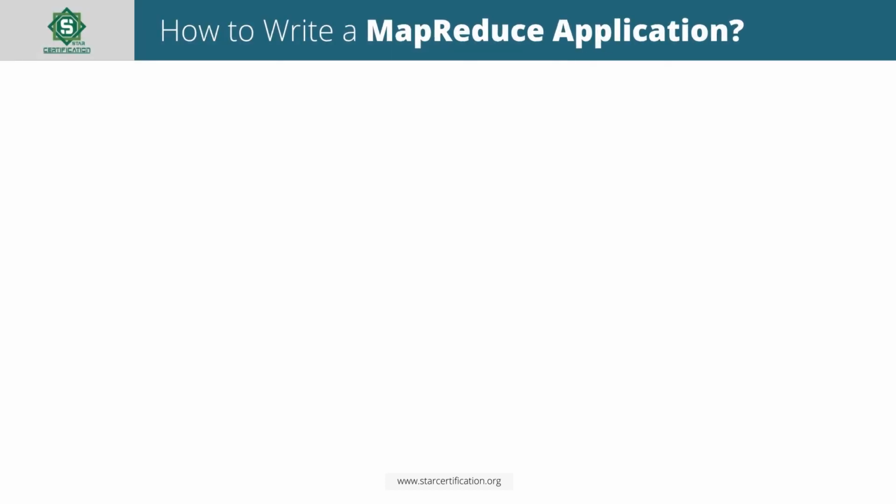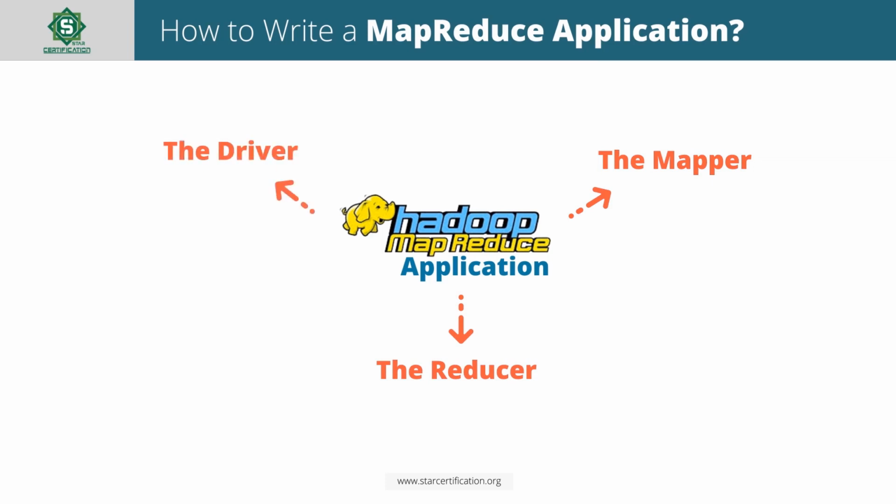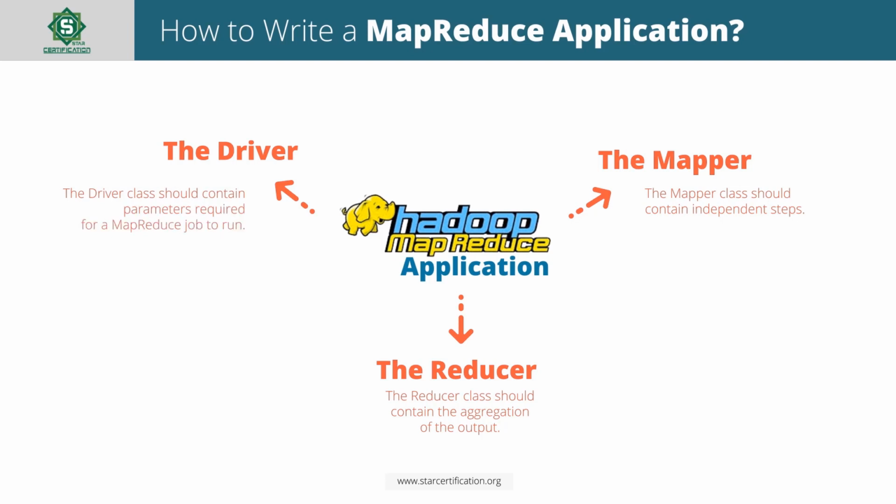How to write a MapReduce application? A MapReduce application must have three parts: the mapper, the reducer, and the driver. The mapper class should contain independent steps. The reducer class should contain the aggregation of the output. The driver class should contain parameters required for a MapReduce job to run.